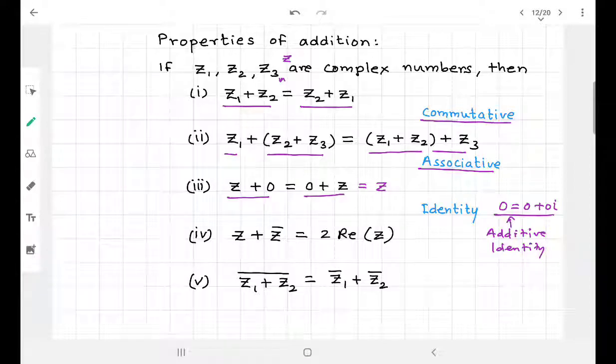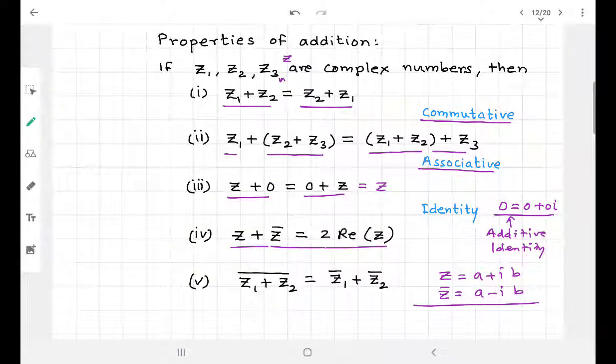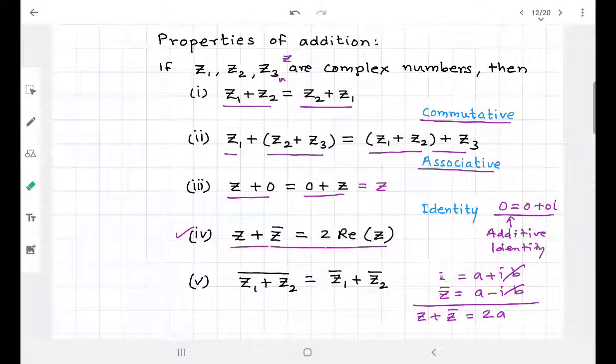Then the fourth property, z plus z bar is equal to twice the real part of z. Now this is also a very simple and straightforward thing. If we have z is equal to a plus iota b, then z bar is equal to a minus iota b. If I add these two, z plus z bar, what do we get? Iota b gets cancelled and we get twice a. What is a? Real part of z. So this is the property. I think this is again a very straightforward property to understand.